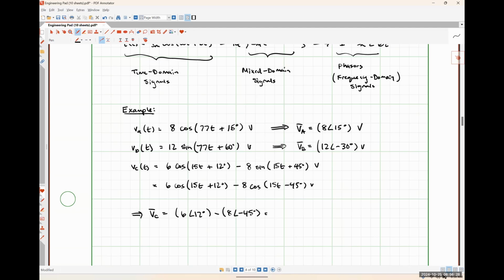Putting that into my calculator, 6 angle 12 minus 8 angle negative 45 gives me 6.908 with an angle of 88.241 degrees. So we combine those sinusoids effectively in the frequency domain because the math is much easier.